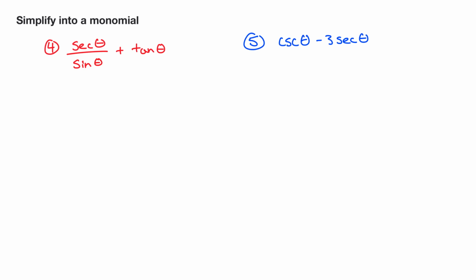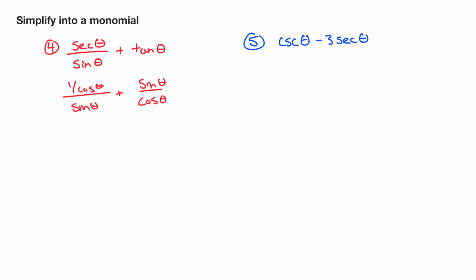Technically, I'm taking two fractions and adding them together. Remember, tangent is a fraction. It's sine over cosine. In order to add two fractions together, you need to have the same denominator. So first, in order for me to get the same denominator, I need to turn everything into sines and cosines. So problem number 4 is going to be secant, which is 1 over cosine, divided by sine, plus sine over cosine.